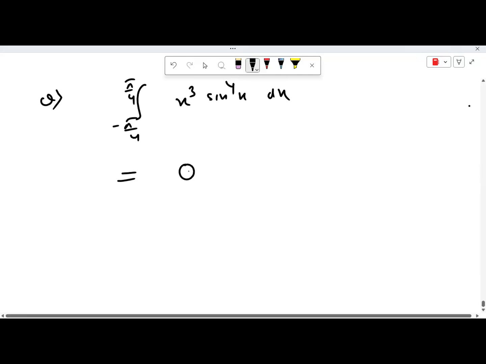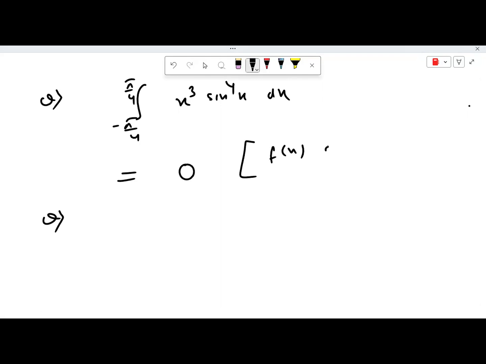Clear? That's it, sir. Yes, that is it. You just have to write f of x is an odd function. So integration from minus a to a of f of x dx is 0.